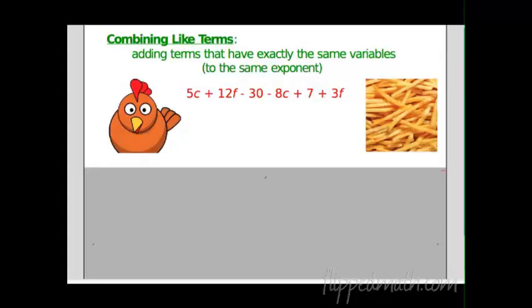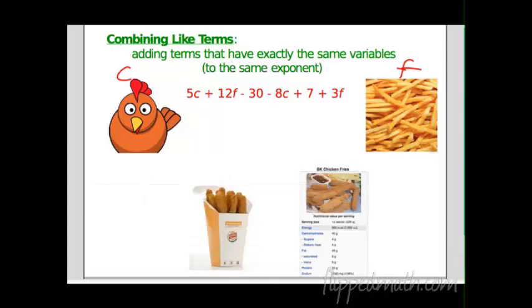Let's combine like terms then. Again, definitely not something, let's just pick these letters here. I just used C and F, so I just said, hey, this is my chicken, this is my fries. So you can't combine chicken and fries. Like, you can't do it. Oh my goodness, you can't combine chicken and fries. Maybe you shouldn't combine chicken and fries.